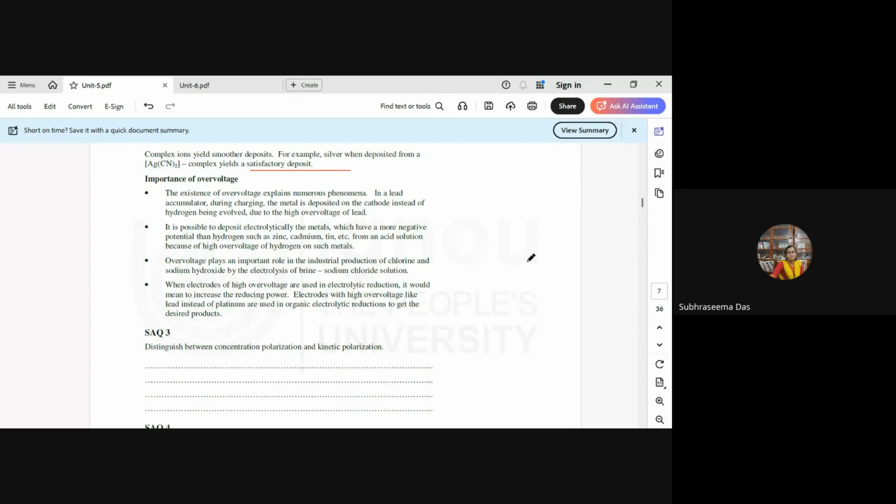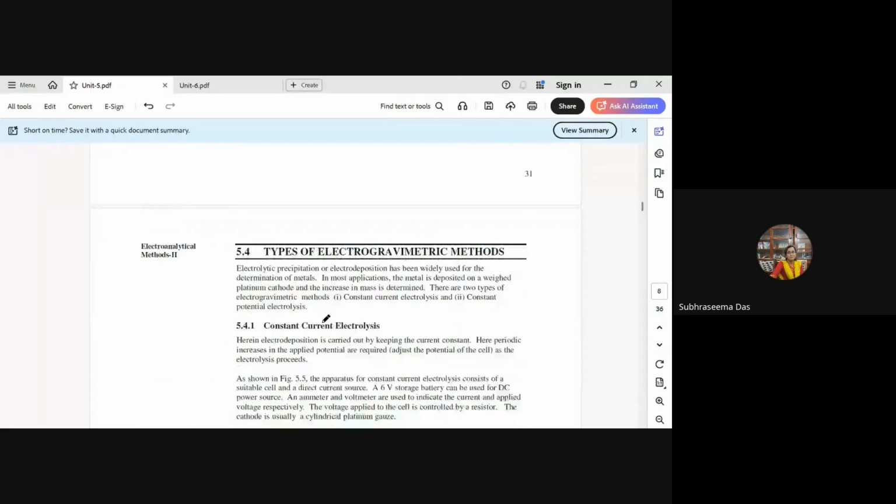Overvoltage plays an important role in the industrial production of chlorine and sodium hydroxide by the electrolysis of brine, sodium chloride solution. And when electrodes of high over voltage are used in electrolytic reduction, it means to increase the reducing power. So electrodes with high over voltage like lead, instead of platinum, are used in organic electrolytic reductions to get the desired products.